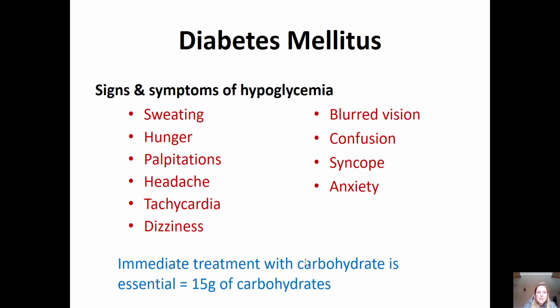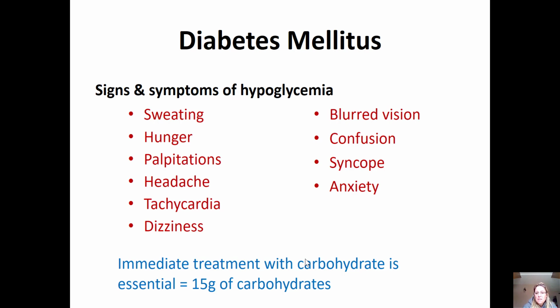Okay, so what are some signs and symptoms of low blood sugar? All of these. Blurred vision is a big one, sweating, extreme hunger. They might have a headache, they might feel dizzy, might be anxious. Those are all signs that somebody has low blood sugar.